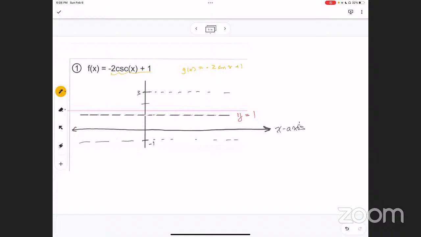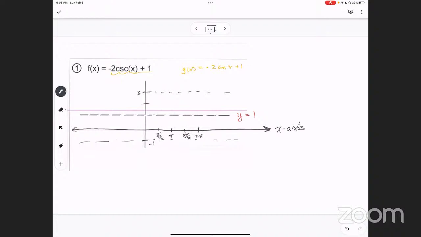Good. And what's the period? The period is 2 pi over b, so 2 pi over 1. It's just 2 pi. Good. So here's 2 pi. Let's call this pi, pi over 2, 3 pi over 2.